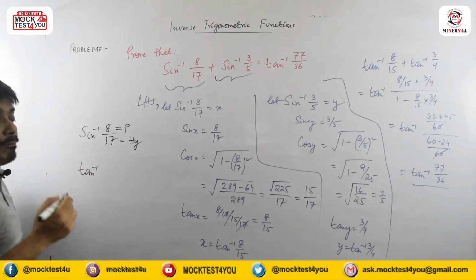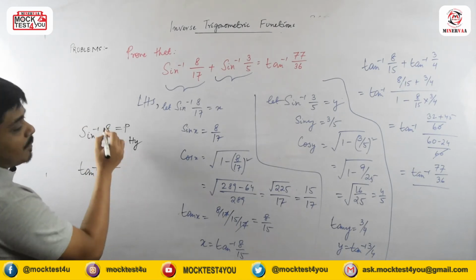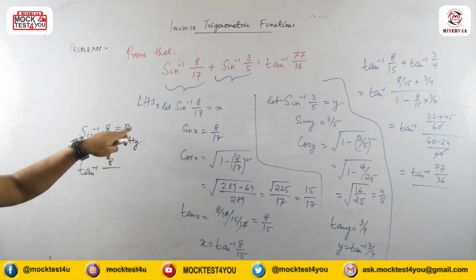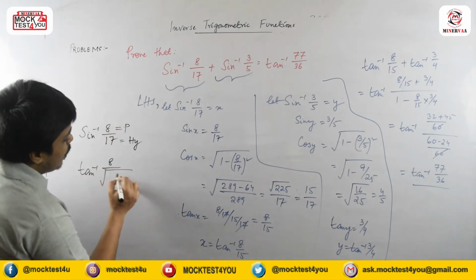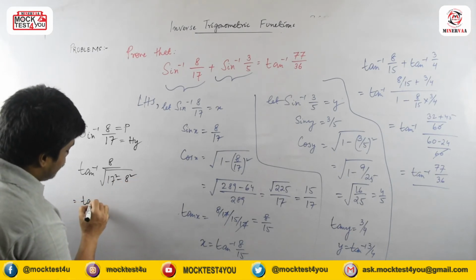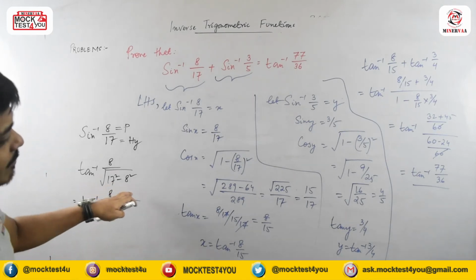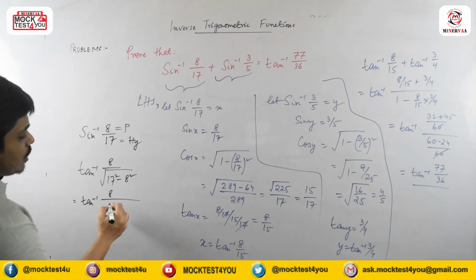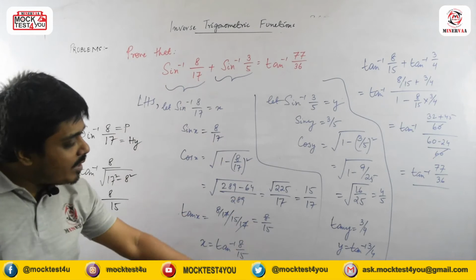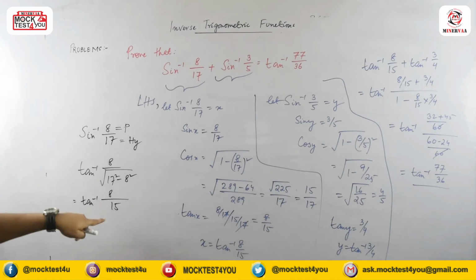And tan is what? Tan is nothing but perpendicular by base. So I keep that perpendicular as 8, because perpendicular is equal to 8. And the base is what? It's the square root of hypotenuse square minus perpendicular square. So square root of 17 square minus 8 square, and that is equal to tan inverse 8 divided by, we already found out that 17 square minus 8 square gives 15. So we are getting 8 by 15. You see, it's a shortcut. We are doing so many things, but in 2 steps we can easily transform sine inverse into tan inverse.